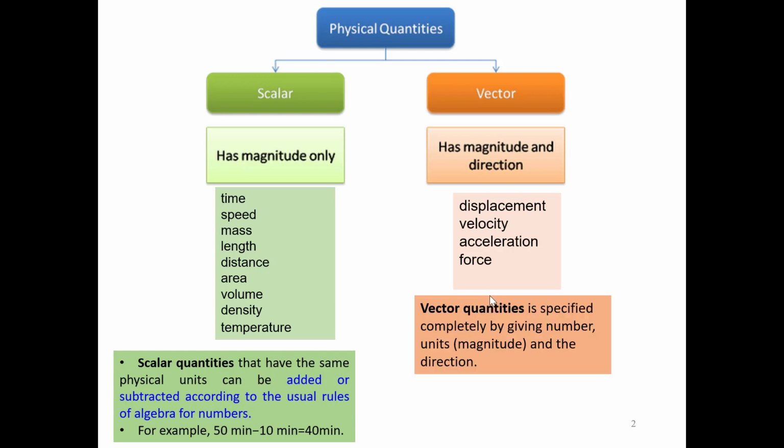But in the case of vectors, we cannot do that, because as we know, vectors are completely described if we know the magnitude and the direction. When we add or subtract vector quantities, we need to take into account the direction. This is why, to add or subtract vectors, one of the ways we can do it is using the graphical method, and this is the way we are going to learn in this course.